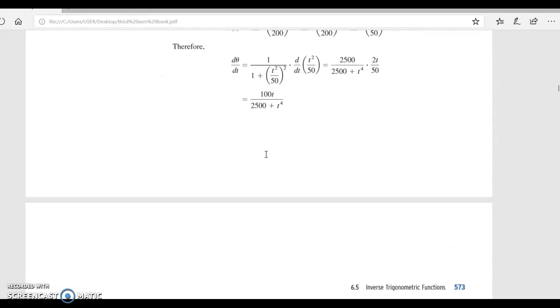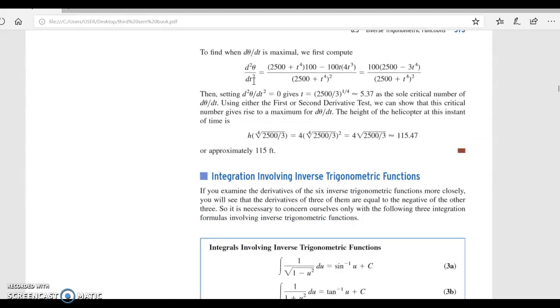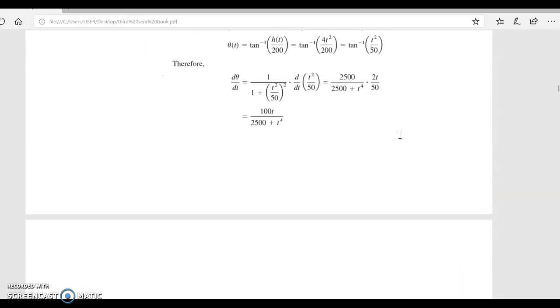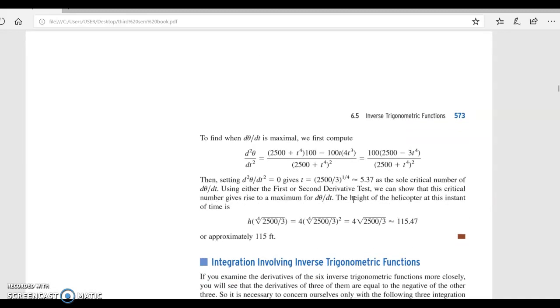Okay, so find the critical point and the point of inflection. d square theta by dt square is equal to this one. So d theta by dt is maximum or minimum at the point of inflection. So in order to find out the point of inflection, find d square theta by dt square here.